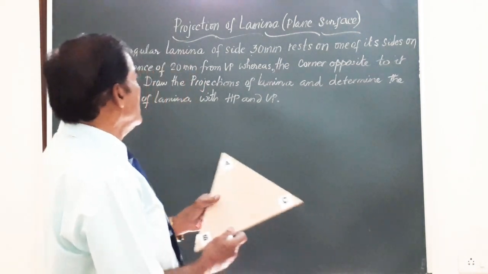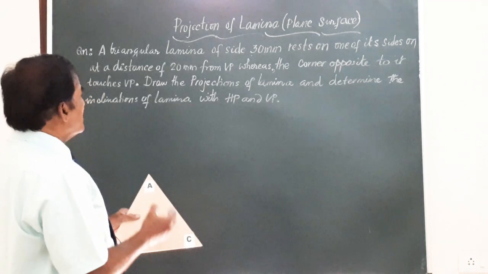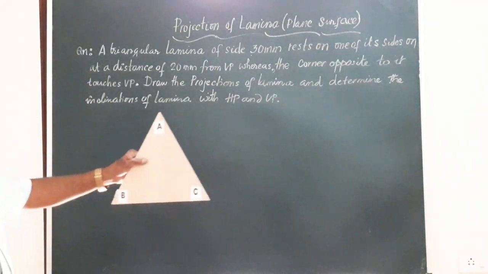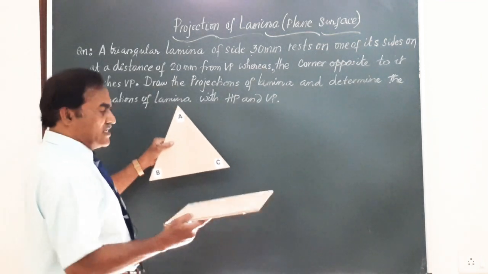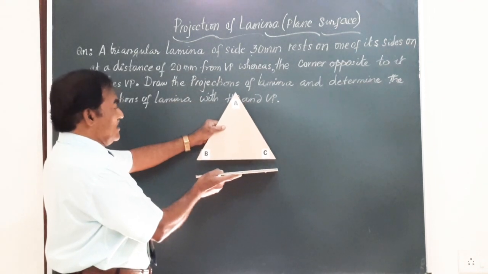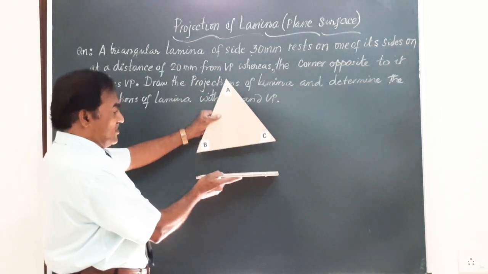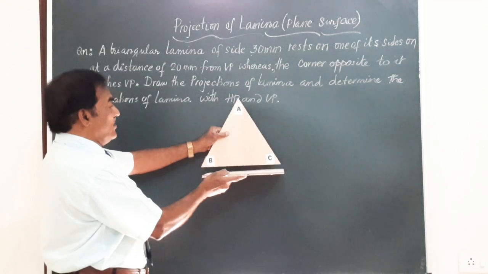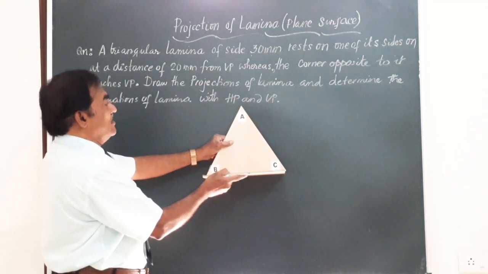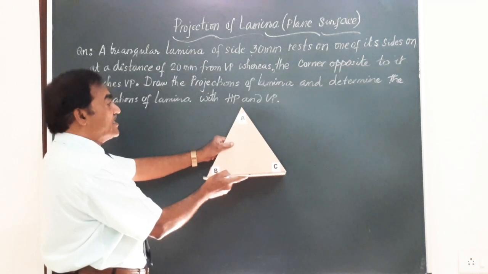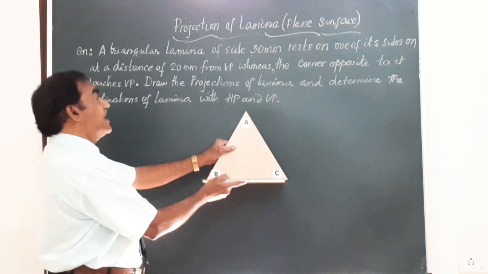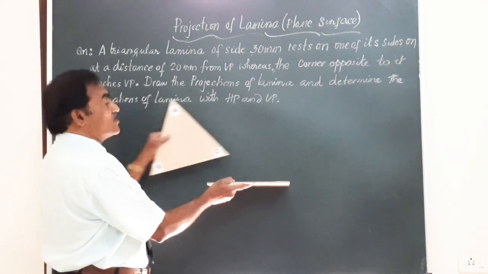Friends, he says this lamina is resting on HP on one of its sides. Say this is a triangular lamina we have got, and say this plate is the HP. This triangular lamina is touching this HP at a distance of 20 millimeter from the wall. So that distance of 20 millimeter, or the distance between the wall VP and this lamina, can be seen in the top view or also in the end view.